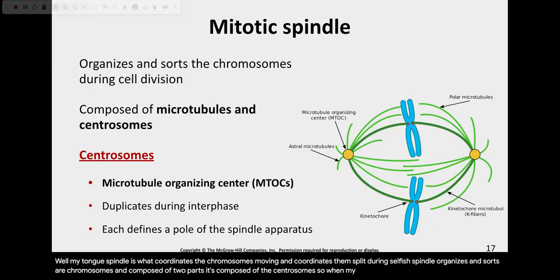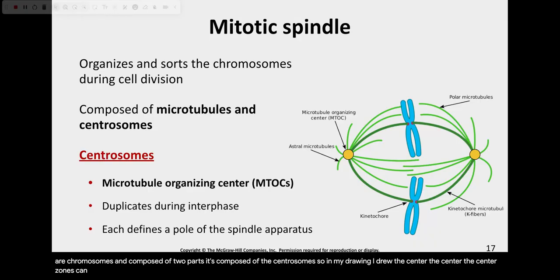Right, so in my drawing, I drew the centrosomes as dots. On this image, the centrosomes are these yellow dots here. The centrosomes can often be called the microtubule organizing centers, like it is in this image, the MTOCs. Right, I think it's easier to remember centrosomes. If you told me MTOC, that would also be correct.